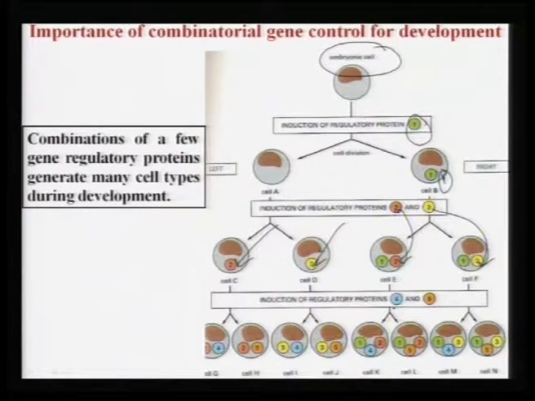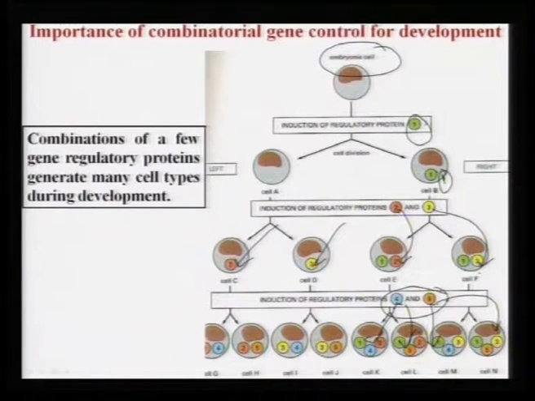Then again they will induce other gene regulatory proteins, 4 and 5. Similarly, these gene regulatory proteins also enter each of the daughter cells. So, each time the cell divides into 2 daughter cells, the gene regulatory proteins are internalized in the cytoplasm of the cells, and this internalization process helps cells to further differentiate into many different other cell types.